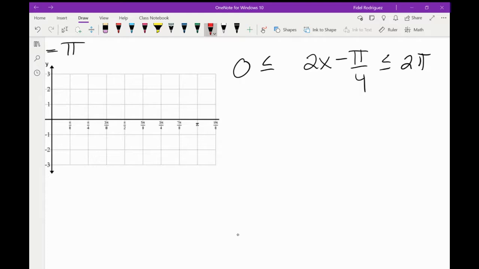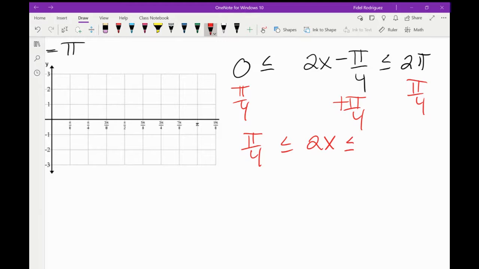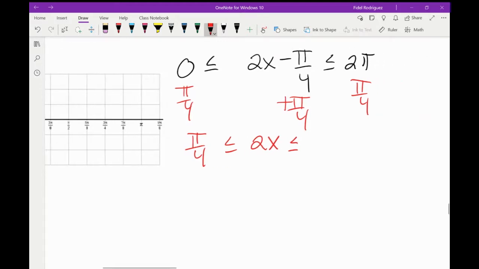First question, how do I get rid of that minus pi over 4? We got to add it, right? If it's being subtracted, we got to add it. We'll get to the reciprocal part in a second. So 0 plus pi over 4 is still pi over 4. And remember, we're adding here, right?